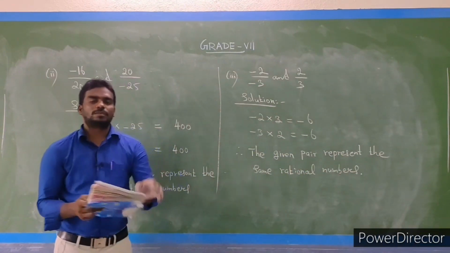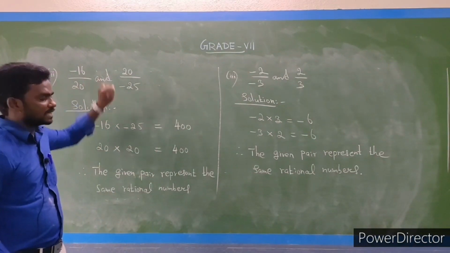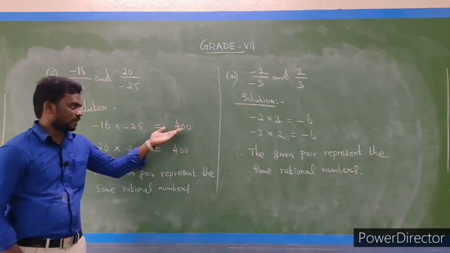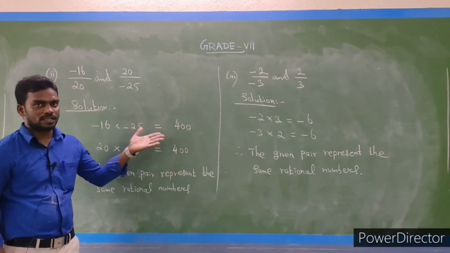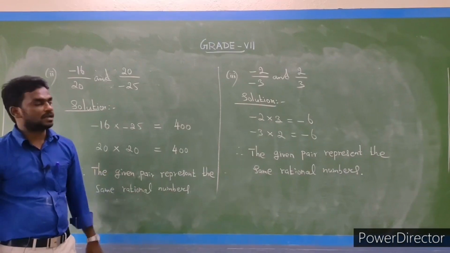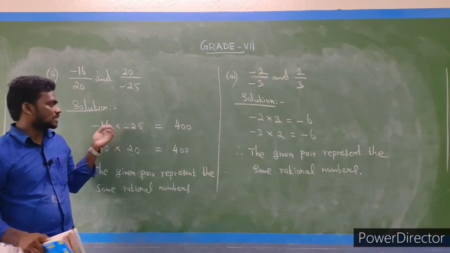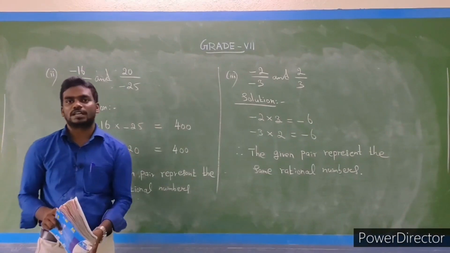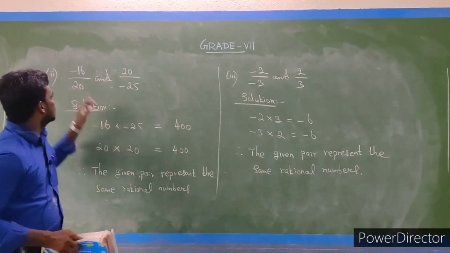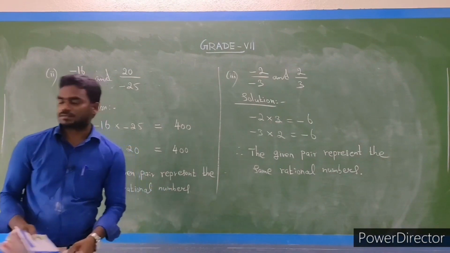How to check whether the given pair represents the same rational number or not? First we have to cross multiply these two given rational numbers. If the value of the first is equal to the second, that means 400 is equal to 400, then the given pair represents the same rational number. If the first value is not equal to the second value, then the given pair does not represent the same number. In these two questions, the second and third problems, the given pairs represent the same rational numbers.